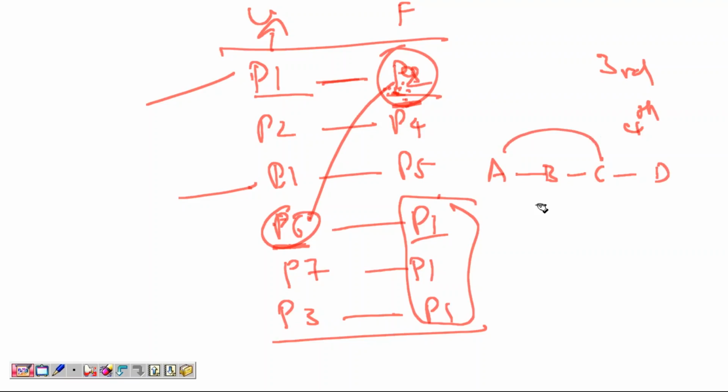Who is C for A? Second level friend. Who is D for A? Third level. Who is E for A? Fourth level. I want to list out all the fourth level friends.